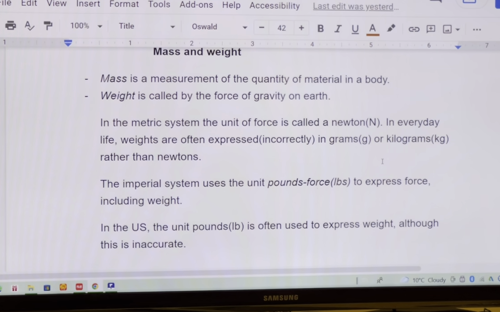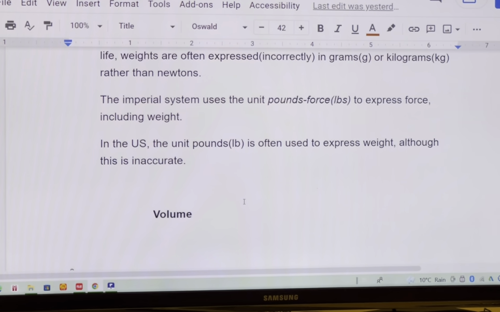Here is the ISO. What is ISO? International Standard Organization. Give your code. The imperial system uses the unit pounds force. We often use here, you can see in the black, LBS, or kilogram, kg, rather than Newton.